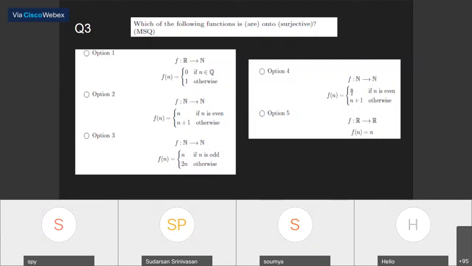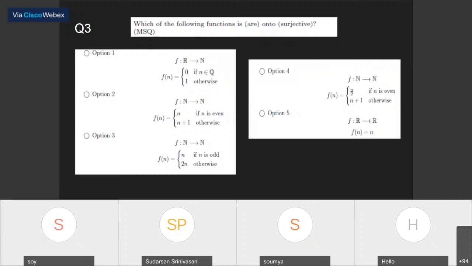What is the condition for surjectivity? Codomain should be equal to range. So codomain is not equal to range in this case because range contains only two elements, 0 and 1, and codomain will contain all the elements from the natural number set. Yes, sir. Is it clear now?